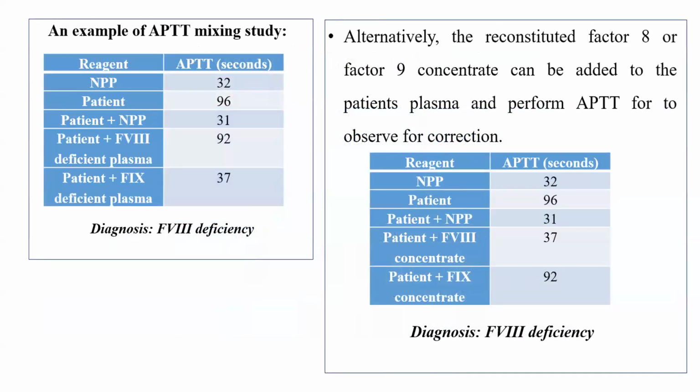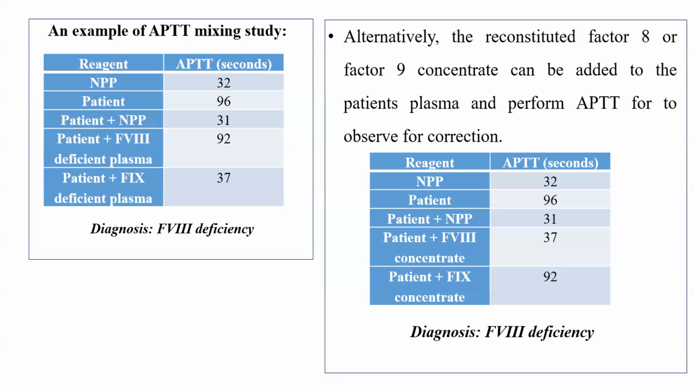So this one I've given an explanation giving in seconds. Check on your left an example of an APTT mixing study. The NPP, the normal pool plasma, when we do an APTT, came at 32 seconds, which is within the normal range. The patient was at 96 seconds, which is prolonged. When I mix the patient and the normal pool plasma, it gave a 31. That means there's a correction. It came from 96 to 31.